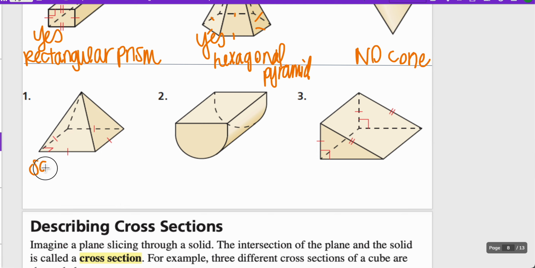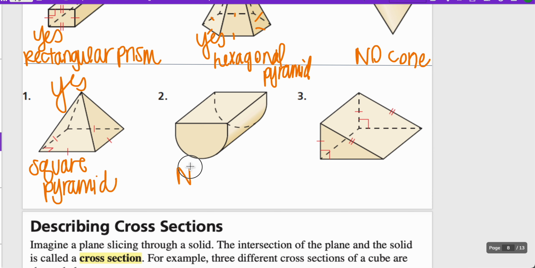All right, number 1 we're going to say is a square pyramid, so it's yes. Number 2 is a no. It is not a polyhedron because it's not bound by polygons. Number 3 is a yes. This is a triangular prism.